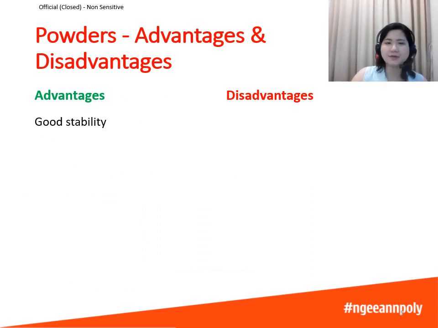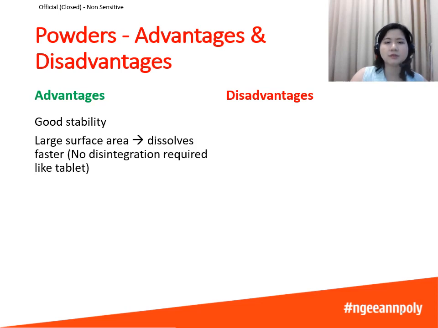Powders are stable and have a long shelf life compared to liquid dosage forms. Because powders have a large surface area, they dissolve quickly. In comparison, a tablet would have to first disintegrate into small pieces before it can dissolve well.